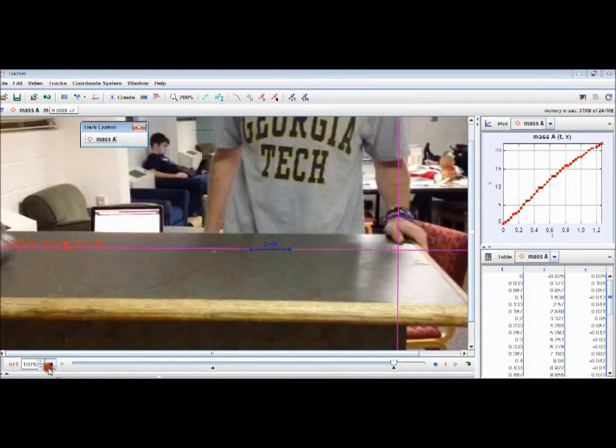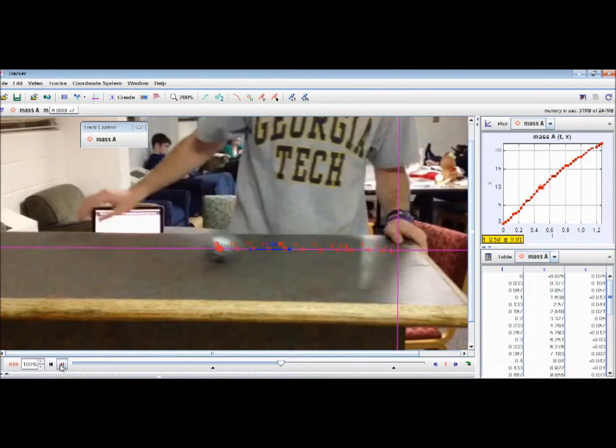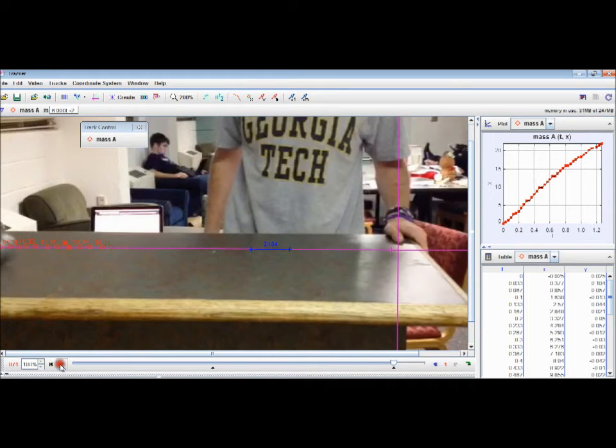Here you can see the tracker software where my friend rolls the ball across the table, and you can see the vectors following it across, and this shows the velocity of the ball.